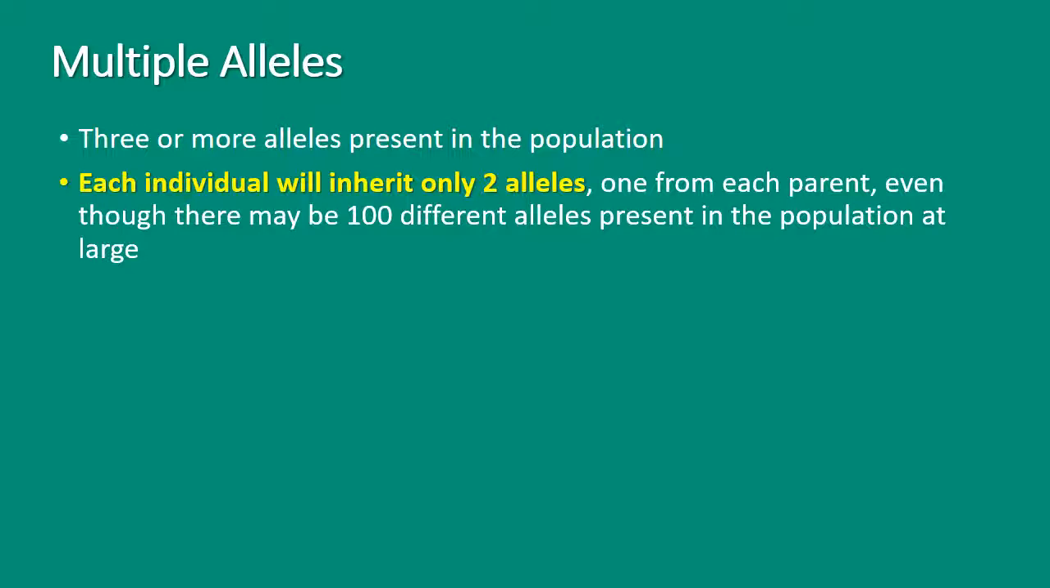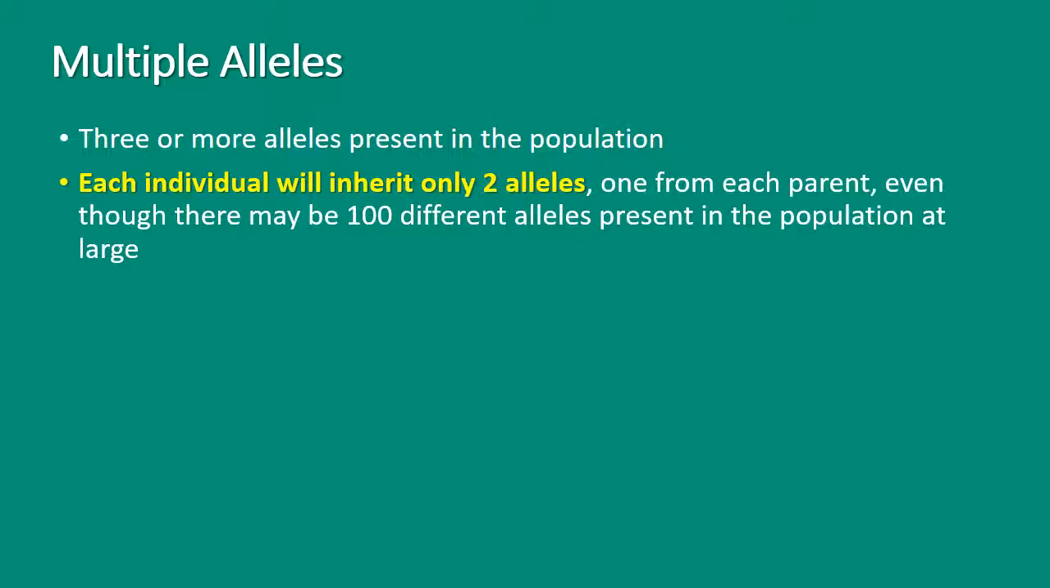All right, multiple alleles. This is a situation in which in the population there's more than just two alleles present. So everything that Mendel studied, the seeds were either wrinkled or round. They were either yellow or green. The plants were either tall or short. There were always two alleles and two phenotypes for each trait that he studied.